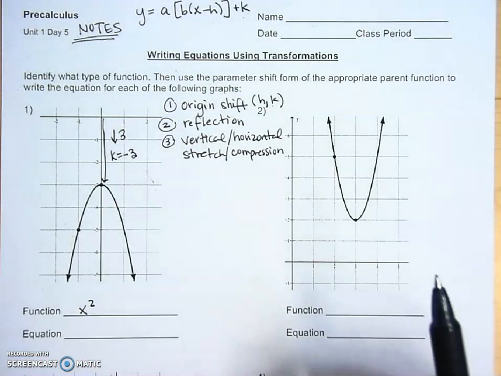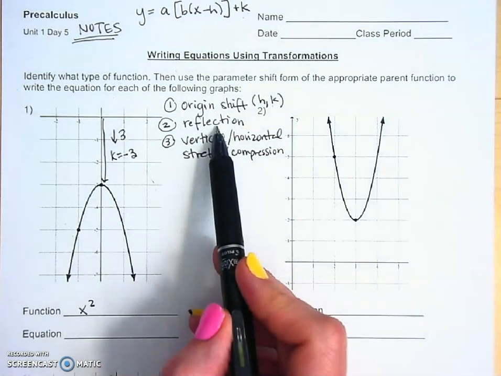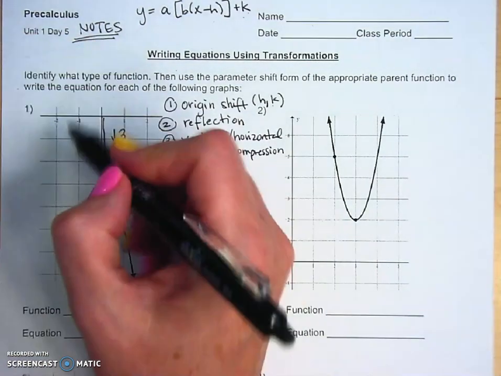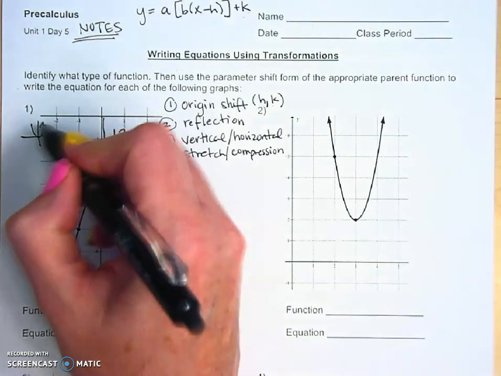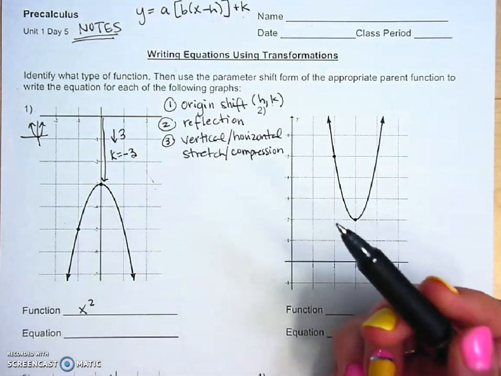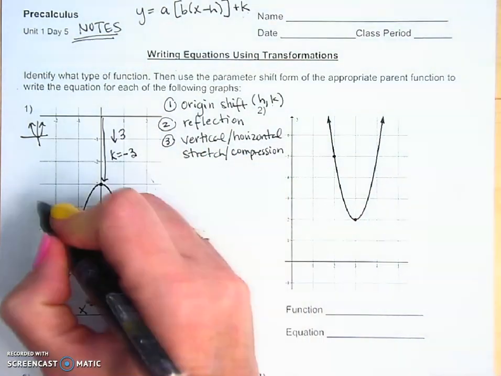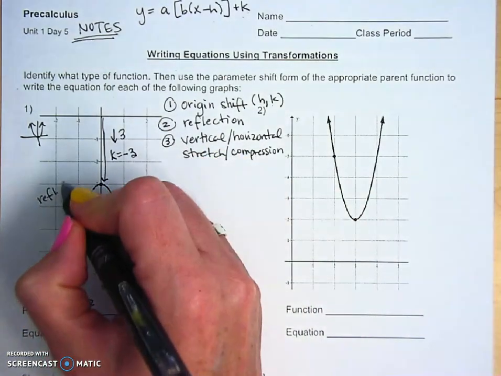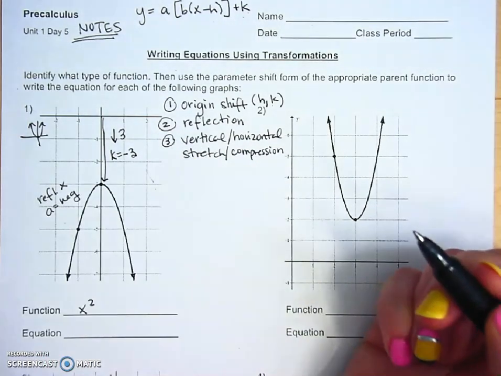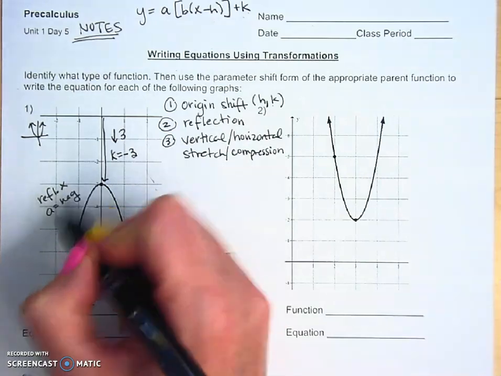And h is for a horizontal shift, but it didn't go left or right, so it's just 0. Then I'm going to check for reflection, meaning did the original shape, which was pointing up, now open down. So that is a reflection over the x. That means my A is going to be negative. So reflect x, A is negative.